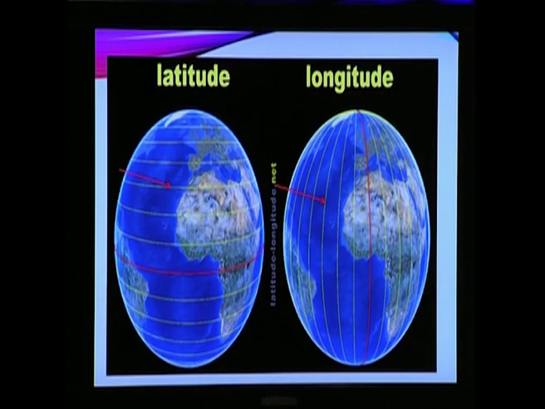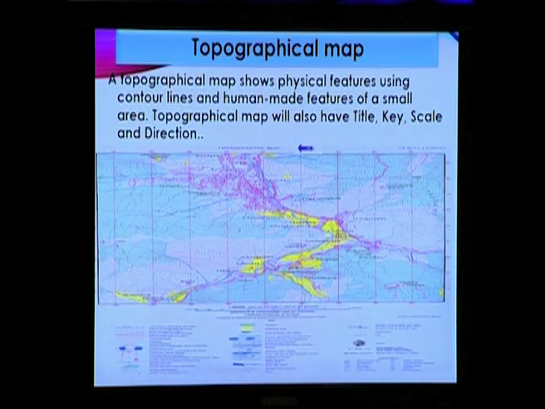Latitudes are parallel lines running from east to west. Longitudes are parallel lines running from north to south. Now back to topographical map. A topographical map shows features using contour lines and human-made features of a small area. Topographical map will also have title, key, scale and direction.